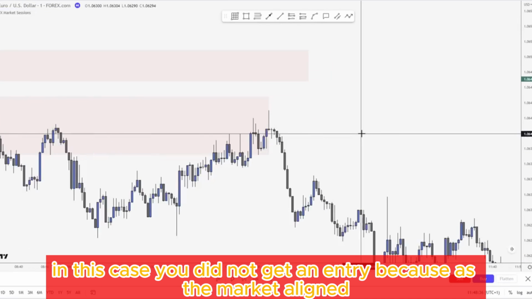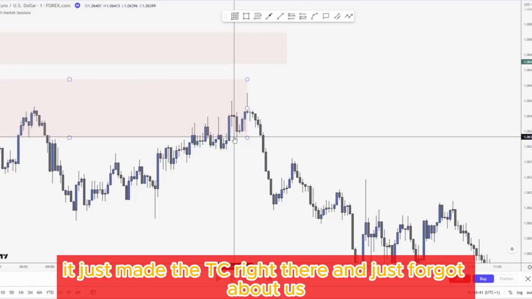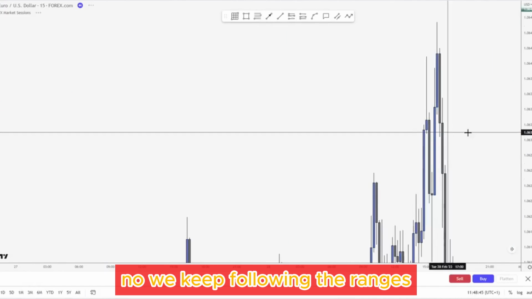Oh yeah, in this case, you did not get an entry because that was the market aligned. I remember this trade. It just made the TC right there and just forgot about us. So, no trade. Do we care? No. We keep following the ranges.